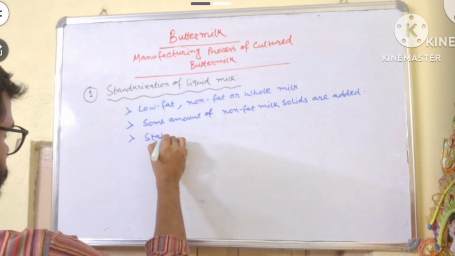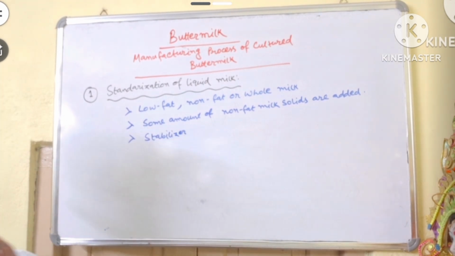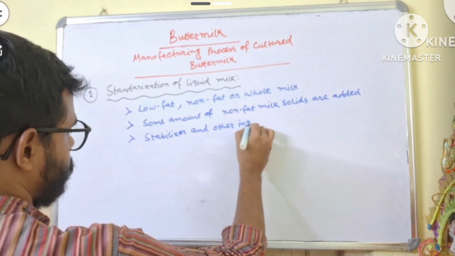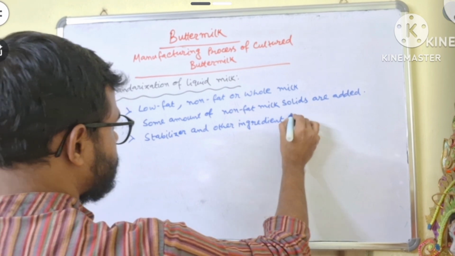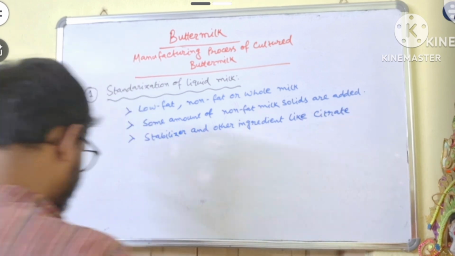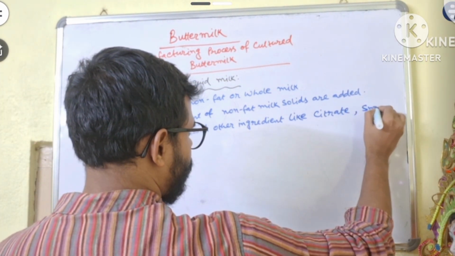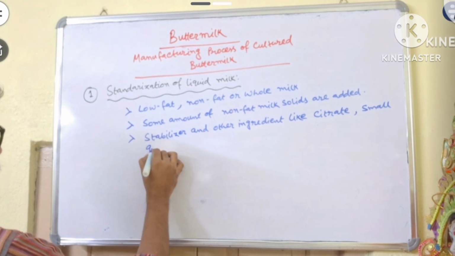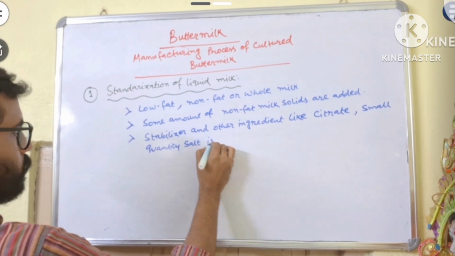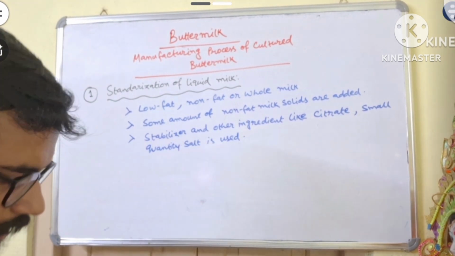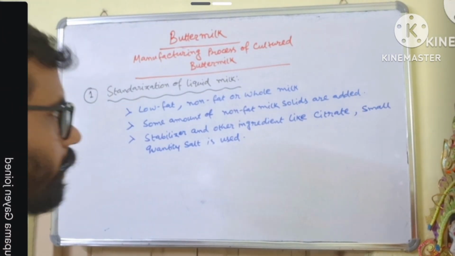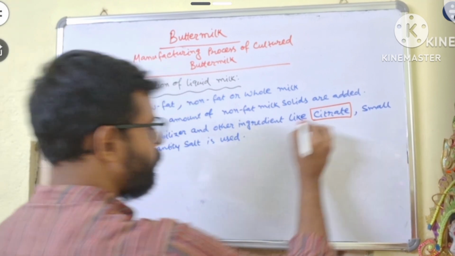Third, absolutely needed for the taste, is a stabilizer and other ingredients like citrate and a small quantity of table salt. The key component here is the citrate.